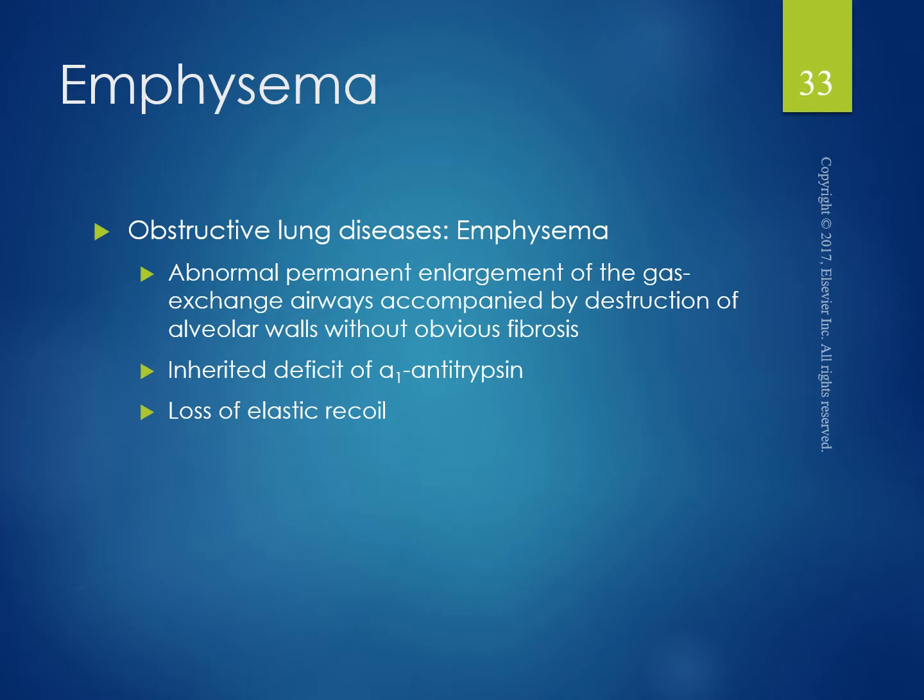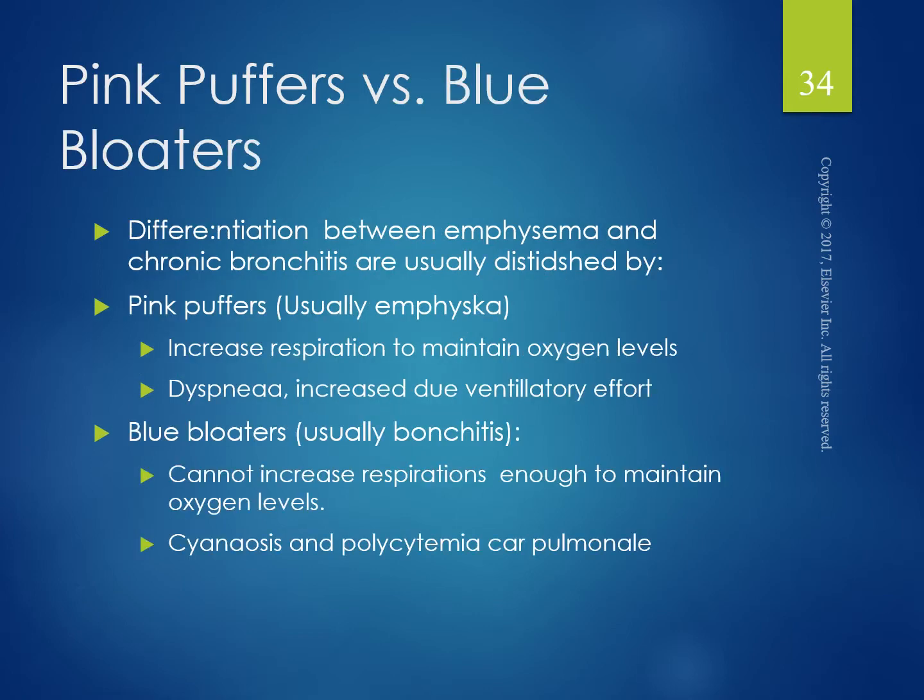So emphysema is going to lead to abnormal permanent enlargement of the gas exchange airway, inherited deficiency of alpha-1 antitrypsin, and loss of elastic recoil.